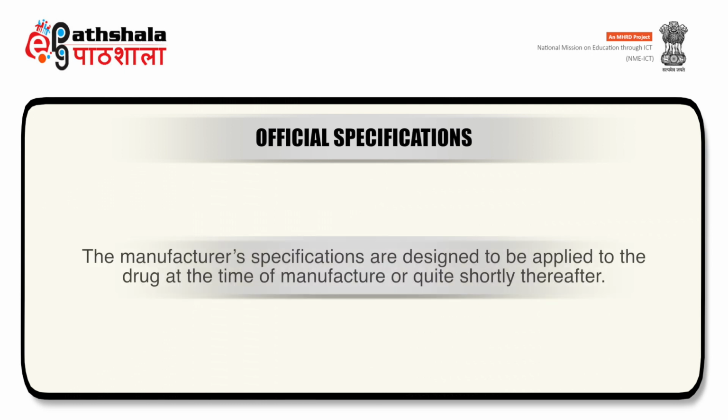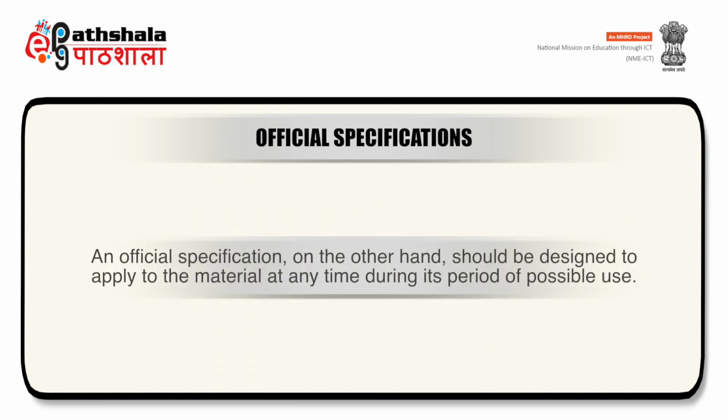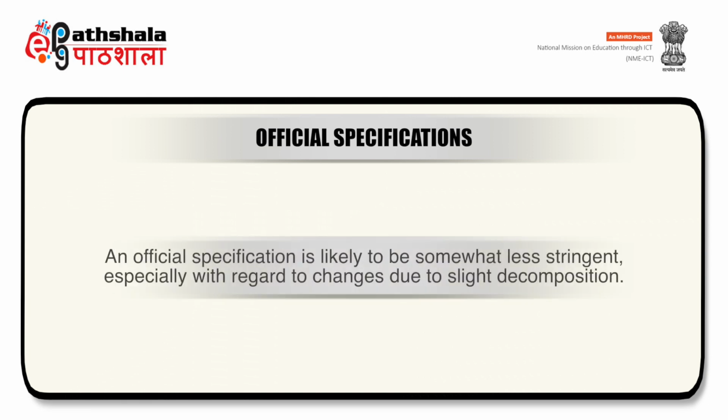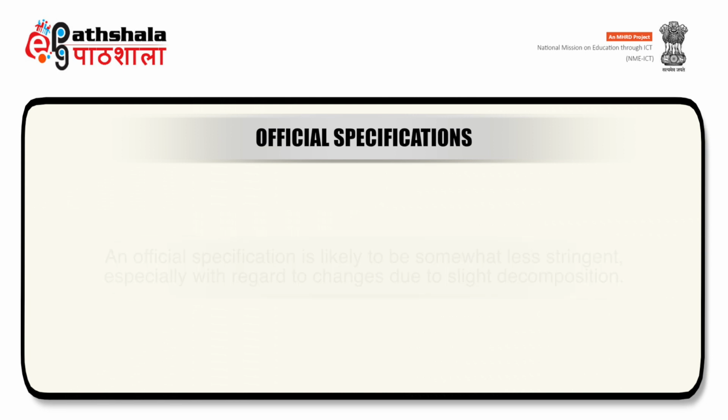Lastly, official specifications under GMP. The specifications of the manufacturer are designed to be applied to the drug at the time of manufacture or quite shortly thereafter. An official specification, on the other hand, should be designed to apply to the material at any time during its period of possible use. An official specification is likely to be somewhat less stringent, especially with regard to changes due to slight decomposition.